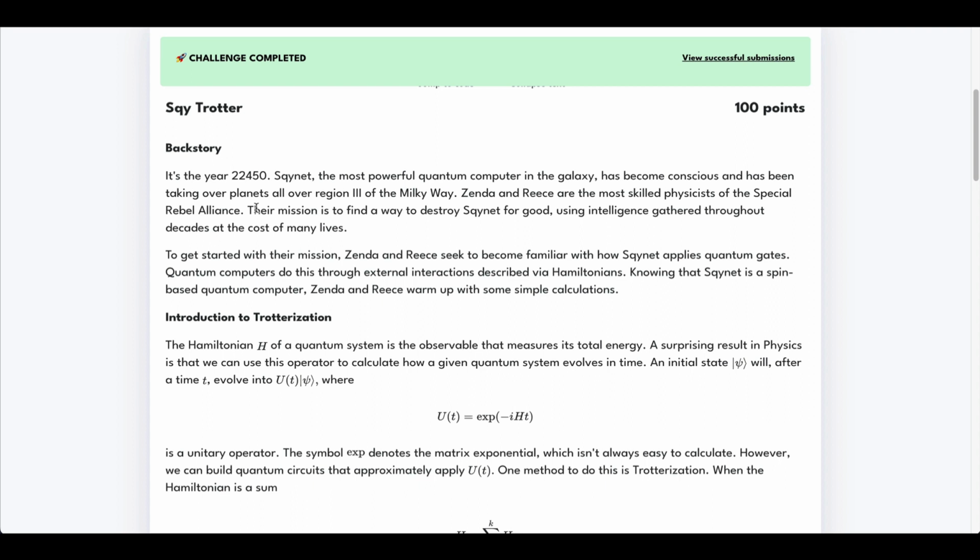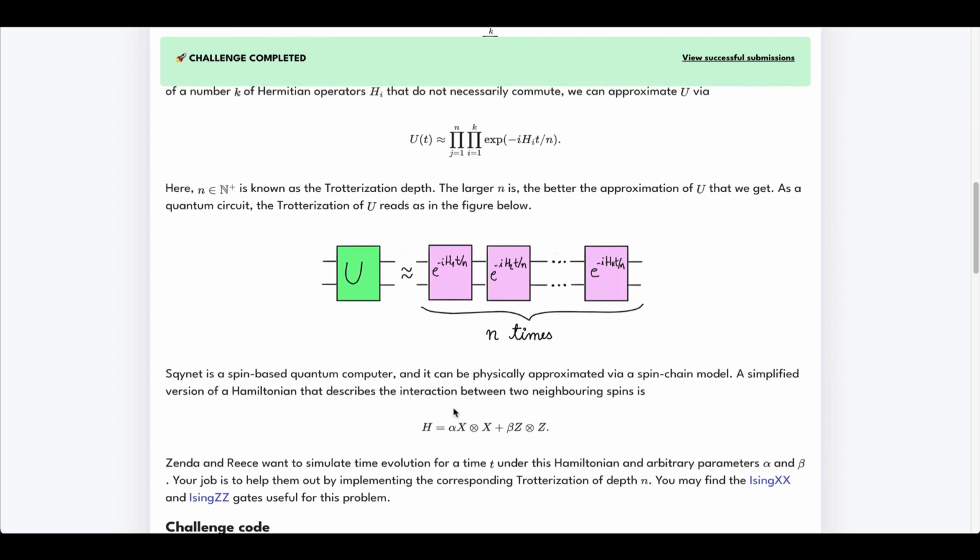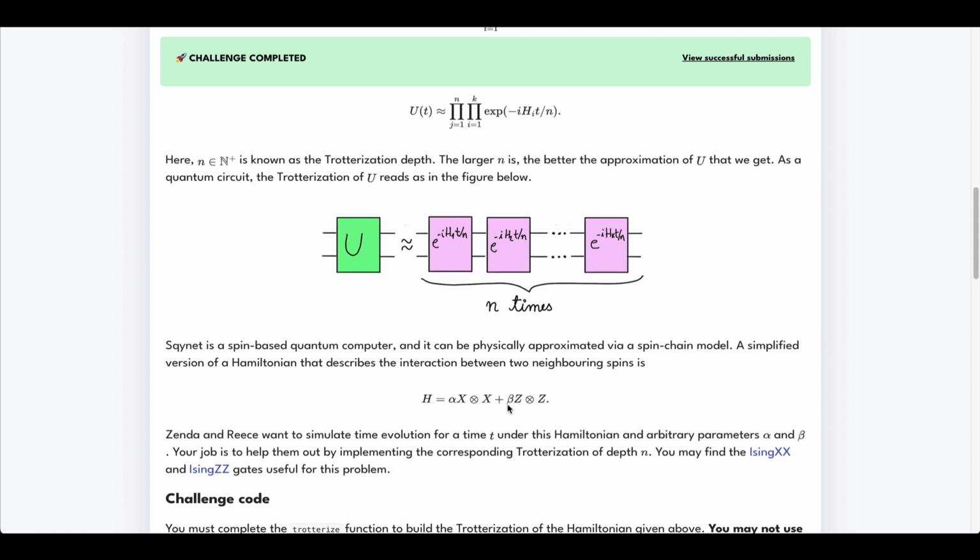This is problem 24 of the QHack 2023 Quantum Coding Challenges, and this one is entitled Sky Trotter. In this problem, we're being asked to implement a unitary U of t for some given Hamiltonian H, which is given by this expression, and we are to construct that unitary U by using the process of Trotterization. So let's go step by step and describe what this all means.